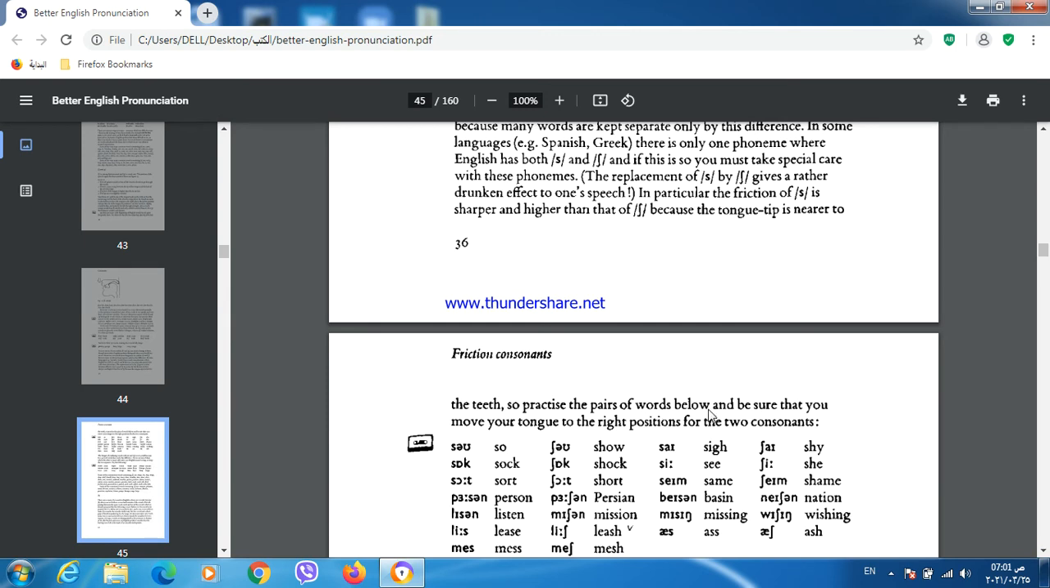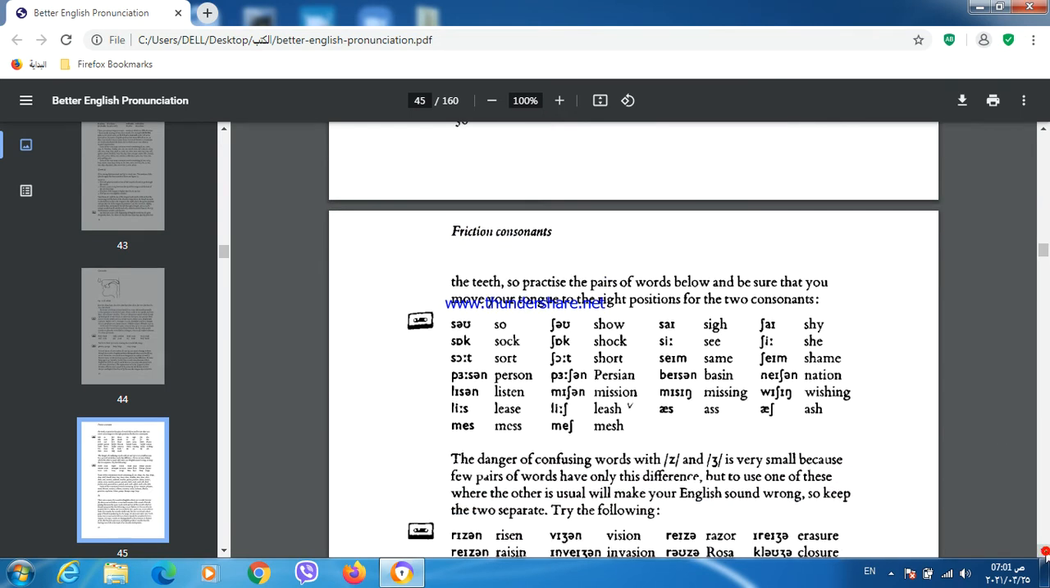Practice the pairs of words below and be sure that you move your tongue to the right position for the two consonants. حاول أن تنتج الأصوات التالية وتميز بين الس والش. See, so, show, sock, shock, sort, short, person, listen, mission, lease, leash, mesh, sigh, shy, see, she, same, payson, and nation, missing and wishing, us and ash.